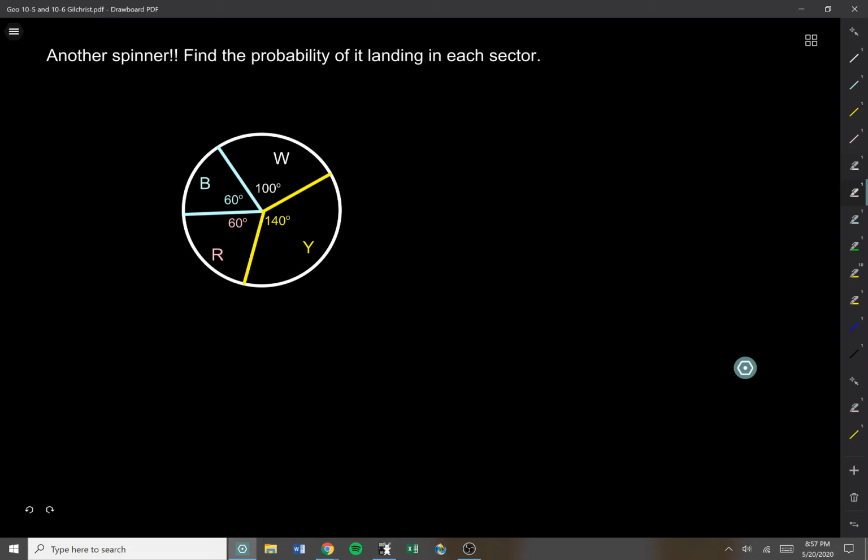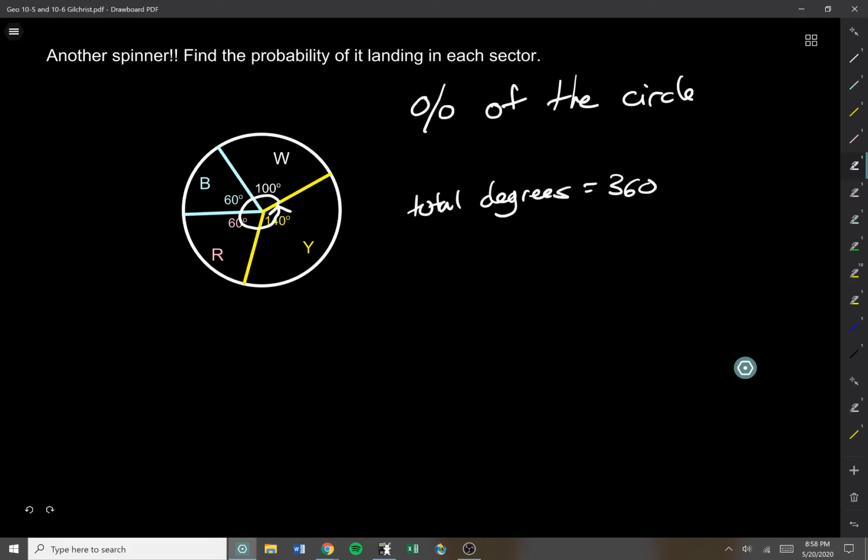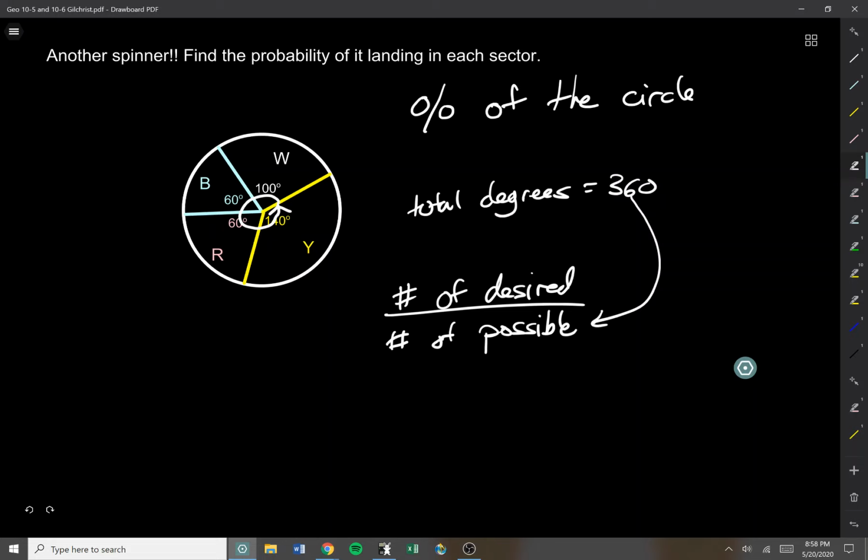Well, we could try to calculate the area of this white section, but we don't actually need to know the area. We just have to know what percent of the circle it takes up. We want to find the percent of the circle. See, the whole possible set of degrees is 360. And remember how probability is the number of desired ways over the number of possible ways? Well, 360 is the total possible number of degrees we can work with.